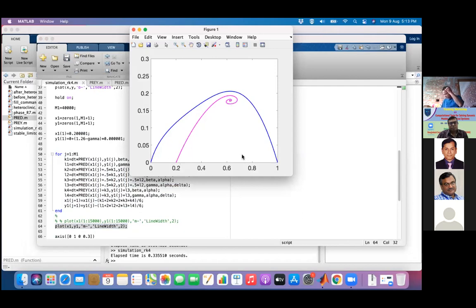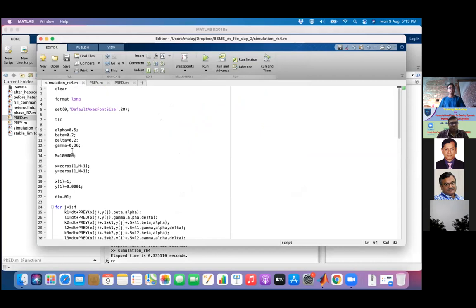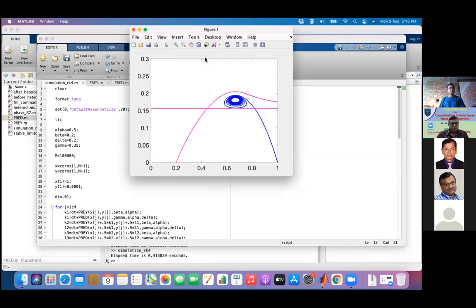Now, what is the benefit of using this kind of code? Benefit of using this kind of code is that now you can just play with your gamma without making any other change. Just for example, this is for your gamma 0.36. If I make it 0.35, quickly it will give you another picture. So here is a problem.